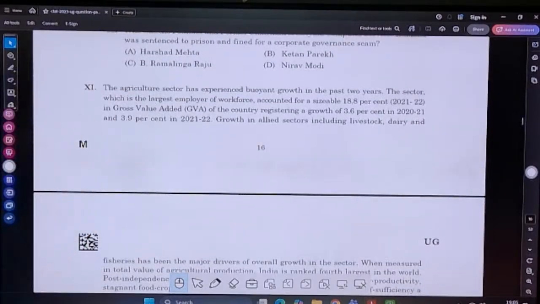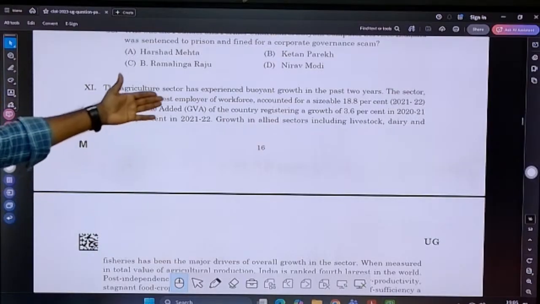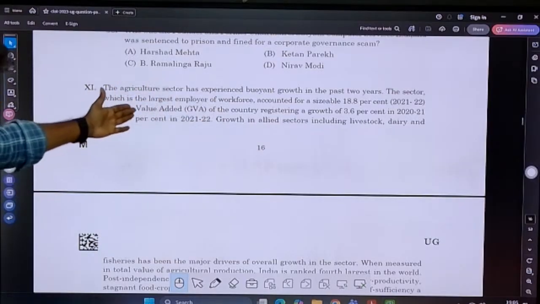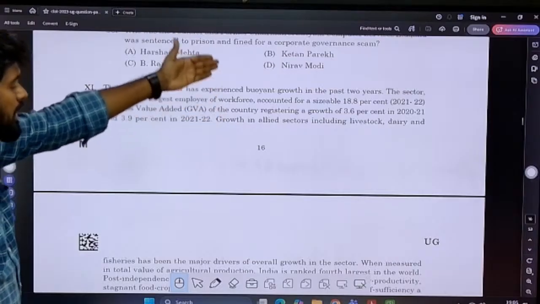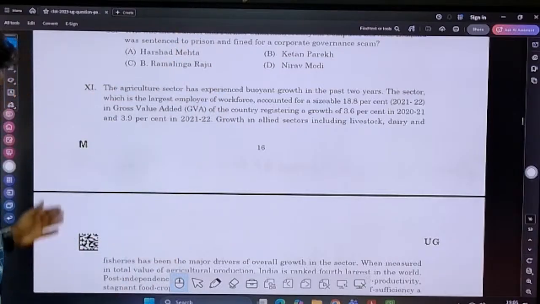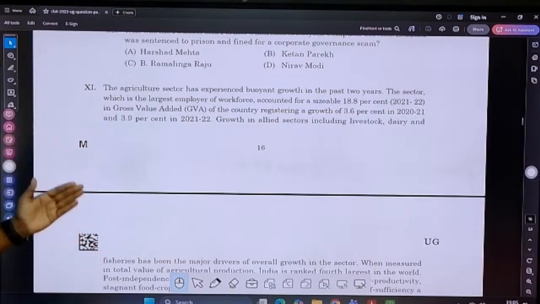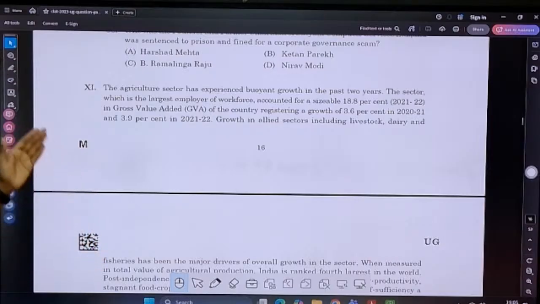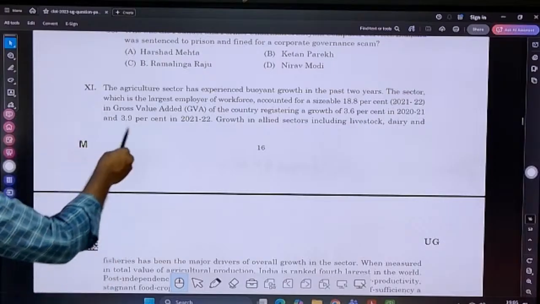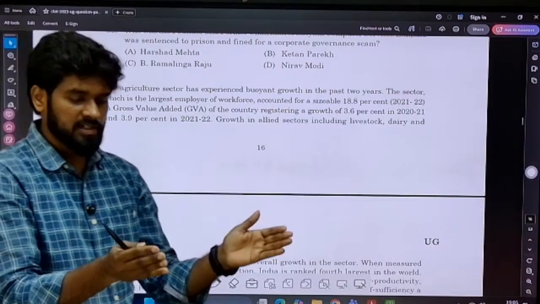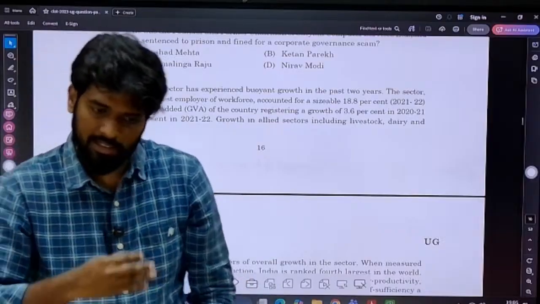Next article. The agriculture sector has experienced strong growth in the past 2 years. The sector, which is the largest employer of the workforce, accounted for a sizable 18.8% of the gross value added of the country, registering a growth of 3.6% in 2020-2021 and 3.9% in 2021-2022. Growth in allied sectors. Agriculture and allied sectors is a very important topic in entire current affairs.